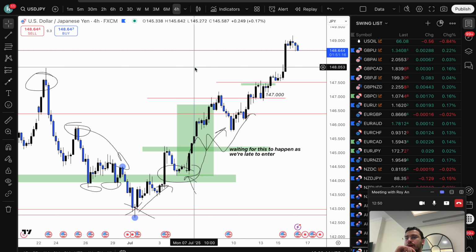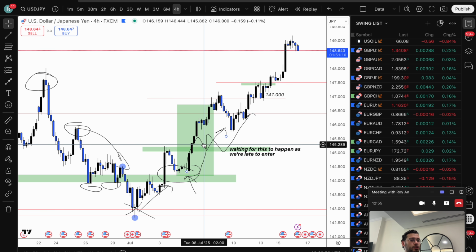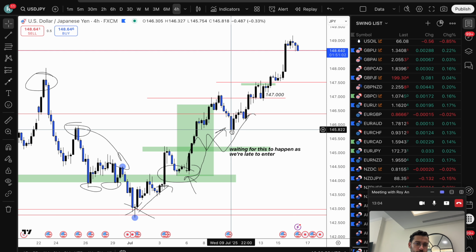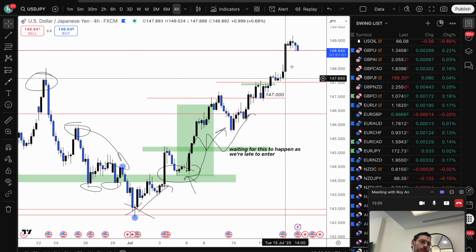For USD JPY, unfortunately, we missed out on the trade. The market never came back into our area of interest right here. We just continued pushing through to the upside. We reached up into this 147 psychological level right here. We reacted from it through to the downside, and then we continued pushing through to the upside. Unfortunately, we couldn't get a break right here on this trade.